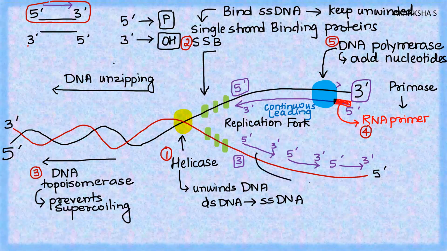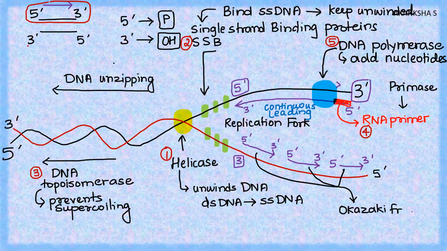These strands have a very unique name, given after the scientist who proved their existence. These are called Okazaki fragments. Okay, Okazaki fragments. Now, what are these Okazaki fragments? These are discontinuous fragments.